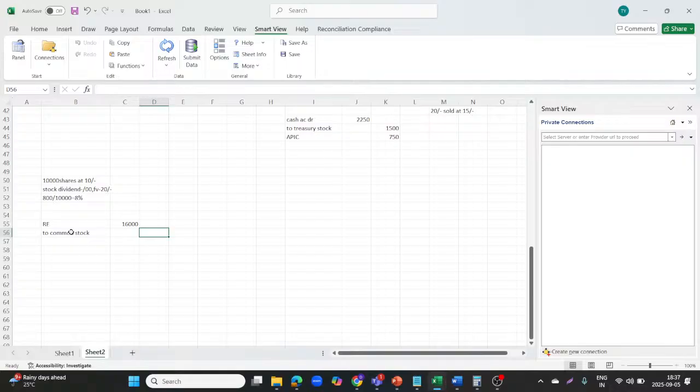So common stock will be 10,000 into 10 into 0.08, that is 8,000. To additional paid in capital, that is APIC. It will be the remaining 8,000 difference, that is an additional amount. You see, we purchased at 10 and sold at 20. So 8% was the stock dividend. Only the 10 is recorded at par value, and the other 10 is APIC.